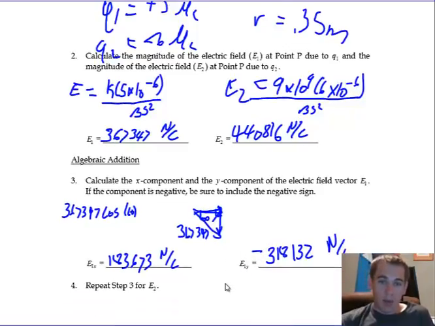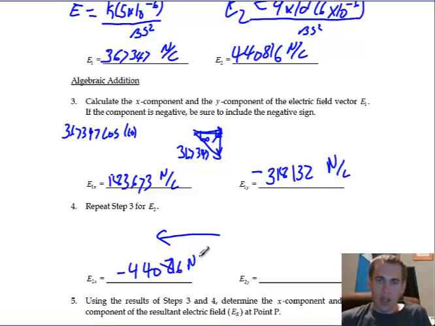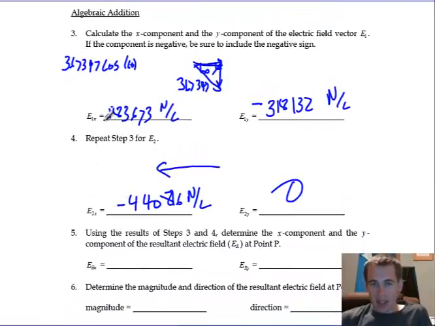We're supposed to repeat step 3 for E2. Well, this is a heck of a lot easier for E2. E2 is this way. It's 440,000, but it is negative. It's to the left. So negative 440,816 newtons per coulomb, and 0. There is no y component of it. That's just handy. So add them up and see what we get.